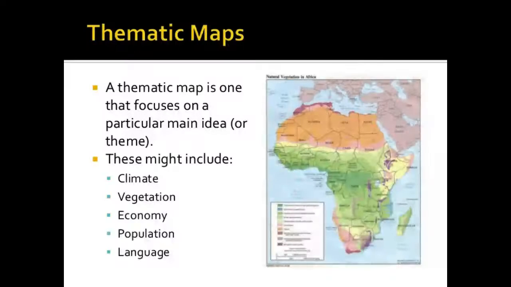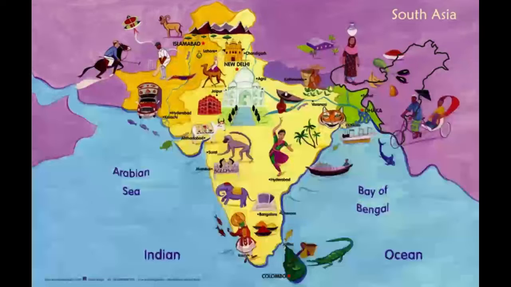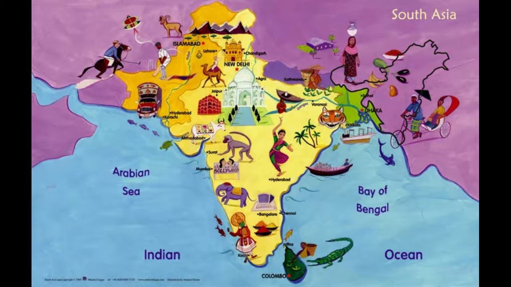The next one is the thematic maps. Thematic maps are those maps which focus on a particular theme. They might include the climate, vegetation, economy, population, language. In your atlases, when you turn the pages, you will find there are maps which are related to climate, which are related to natural vegetation. So these are the thematic maps. The next one is the cultural maps, and these maps are concerned with the cultural diversity of a country.